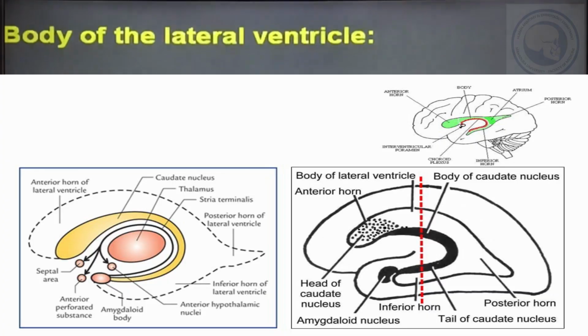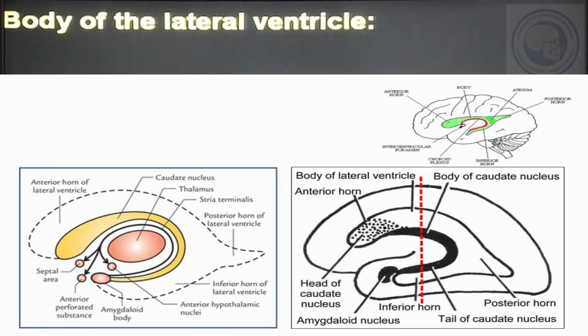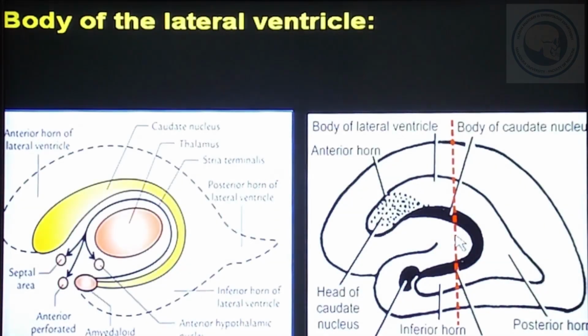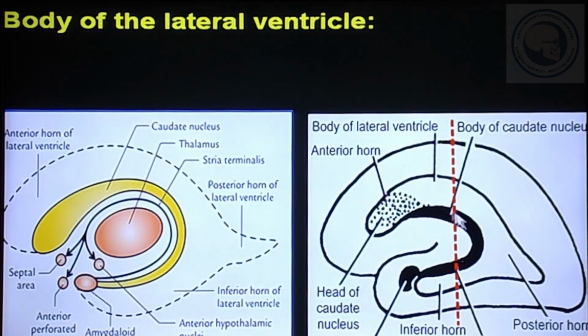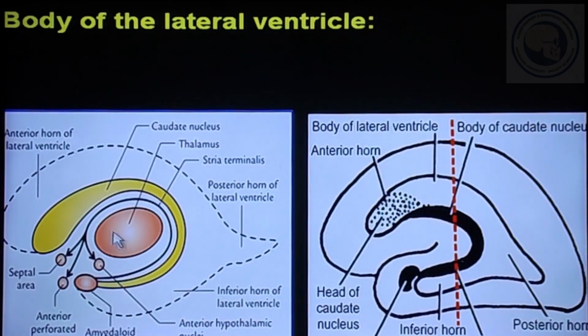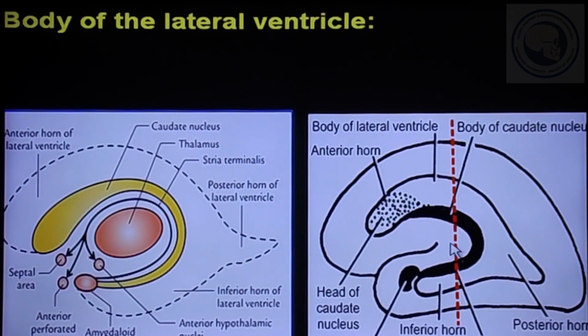We will start by the body. Here is the cut section. When we cut the body, we will find the body of caudate nucleus forming the floor of the body of the lateral ventricle. But I told you before that the body of caudate nucleus was related medially to the thalamus, and in between, stria terminalis. So the floor of the body of the lateral ventricle will be formed by thalamus and body of caudate with stria terminalis in between.